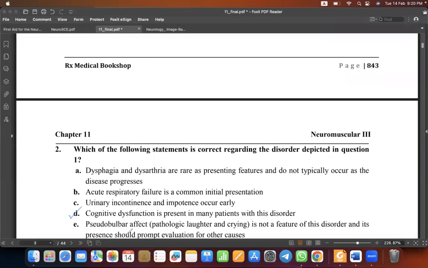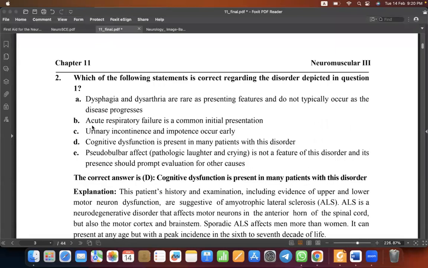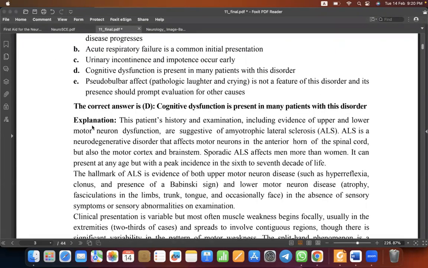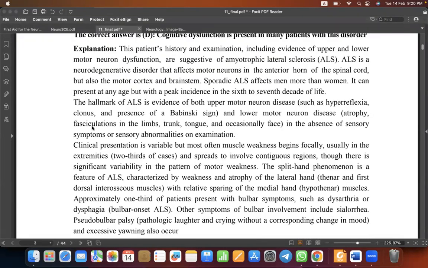Now let's talk about the last option. Pseudobulbar affect: pathological laughter or crying is not a feature of the disorder, and this should prompt evaluation of other causes. The most important thing, as I told earlier, is that pathological laughter or crying is a feature of pseudobulbar palsy. That could be involvement, so it is also an important feature, particularly in amyotrophic lateral sclerosis.